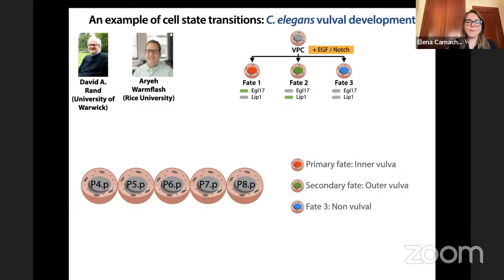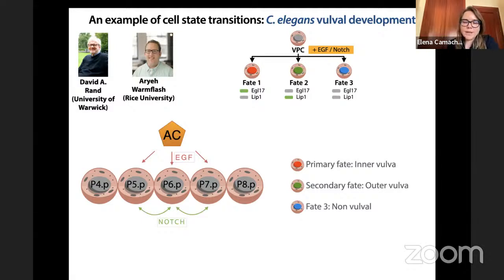So as I mentioned before, during the process of vulval development, 5 vulval precursor cells, P4.p to P8.p, will differentiate into 3 different cell types, which are primary, secondary, or tertiary, which is non-vulva. And so these 5 cells differentiate in parallel, and this differentiation is coordinated by an external cell called the anchor cell, which sends EGF signal to the vulval precursor cells, which in turn start expressing a secondary signal, a paracrine signal among them called Notch.